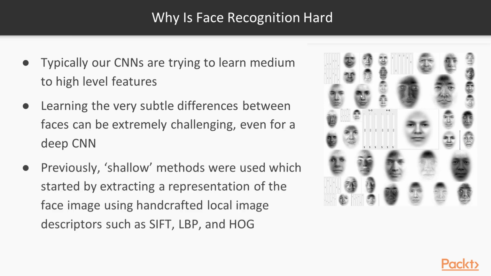So previously, a lot of shallow methods were used, shallow meaning that they looked at low-level type features. They were built using handcrafted local image descriptors. These are things like SIFT or local binary patterns or histogram of gradients. These are all basically just descriptor or feature descriptor methods.